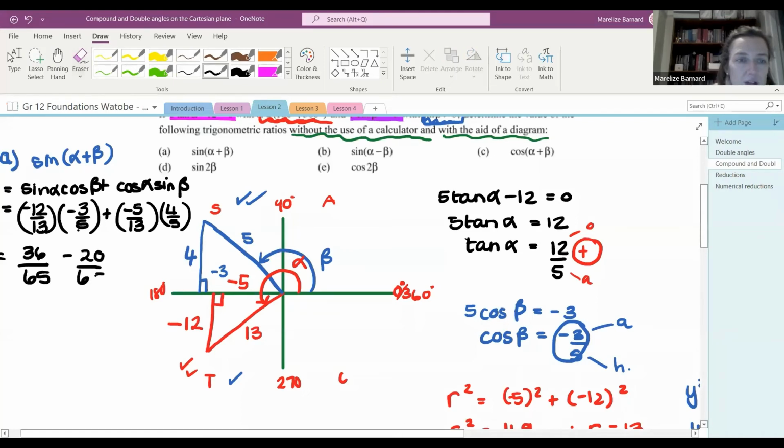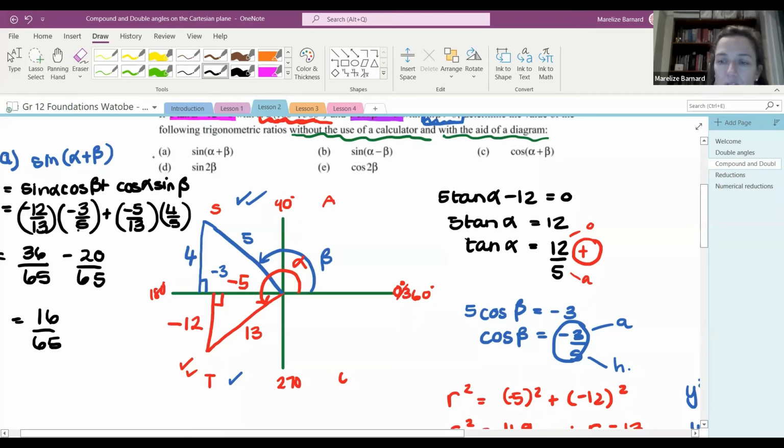Over 65. Denominators are the same, so we can just subtract. 36 minus 20 is 16 over 65. Okay, right. Please go ahead and do question B on your own now.